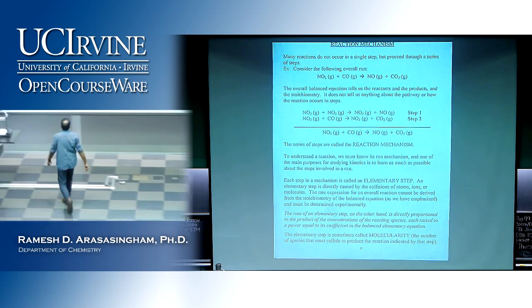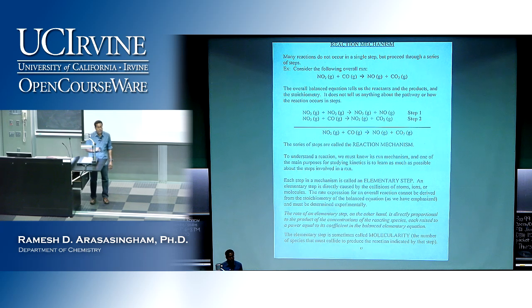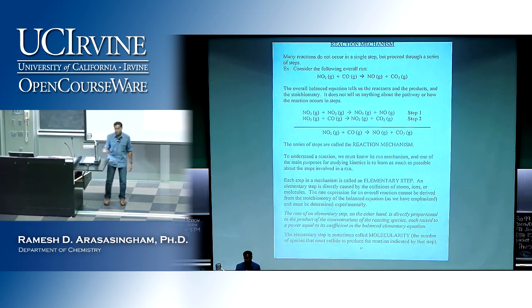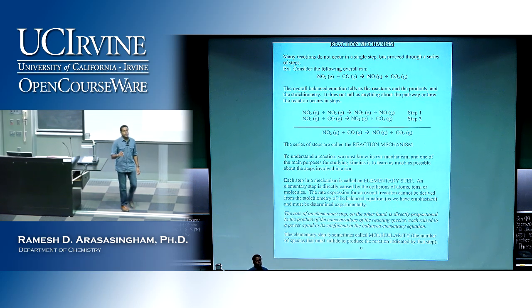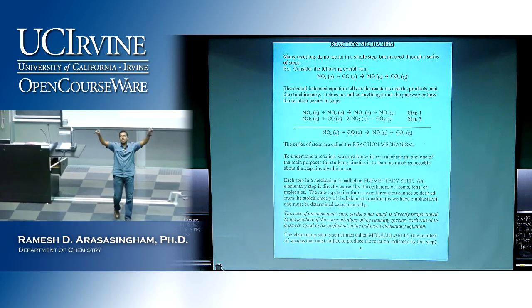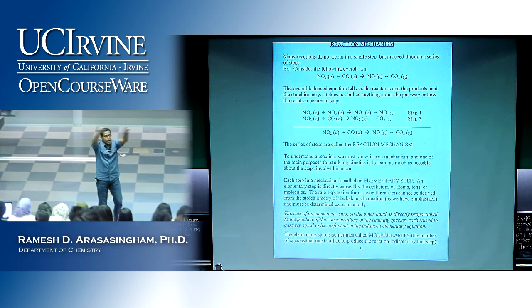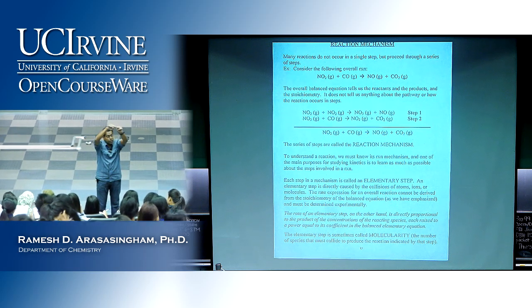And each one of these we call an elementary step. And an elementary step really looks at it at a molecular level. So what this means is that when we write an elementary step, in the first step, it means that two NO2 molecules are colliding. The instant they collide with each other, one oxygen is transferred from one NO2 to the other. And then it breaks apart, and you have NO3 and NO.